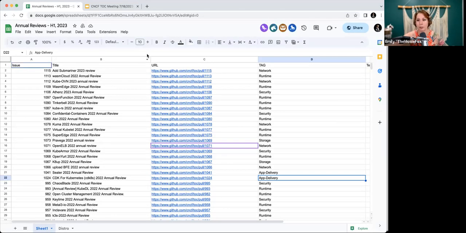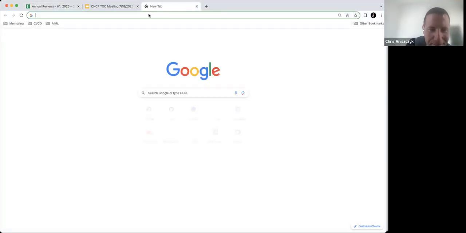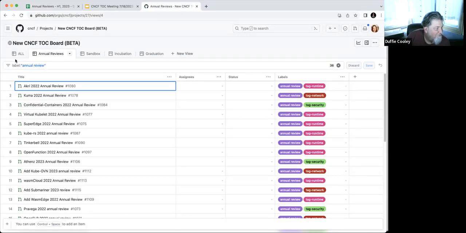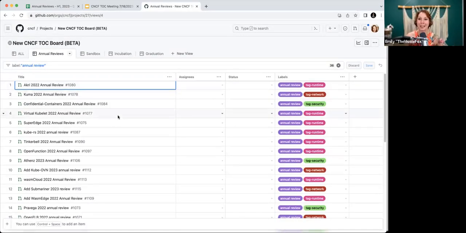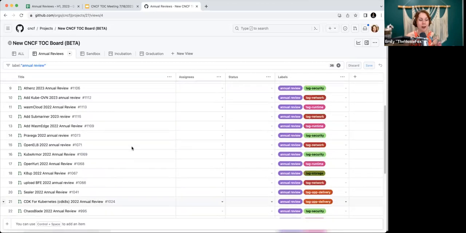Duffy, you had your hand raised. I did briefly because I was going to ask if somebody had set up a project for annual reviews so that we could actually at least all see what they are, and then work through. It's there now, Duffy. It may not be perfect, but it's better than what we had before. Awesome. Yeah. So this is brand new. Thank you, Chris, for pulling this together. It certainly helps us understand the breadth of what it is that we have.